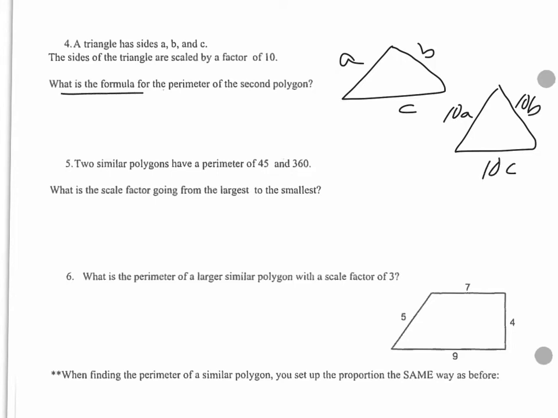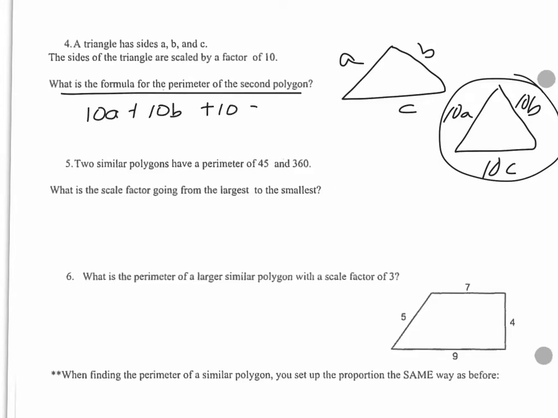So now it says, what is the formula of the perimeter of the second polygon? So here's my second polygon. How do you find the formula? Well, it's going to be 10A plus 10B plus 10C. Why am I adding up? Because that's how you find perimeter. You add up all your sides. You could have also written 10 times A plus B plus C.